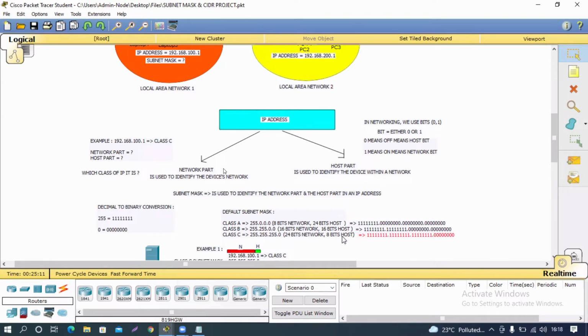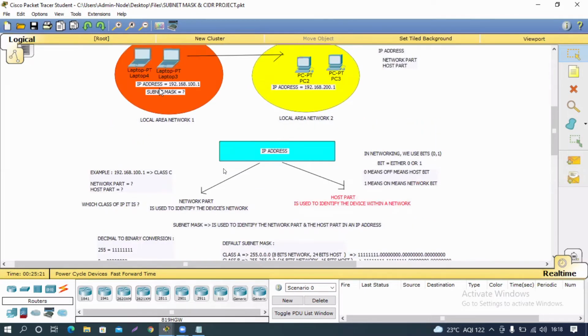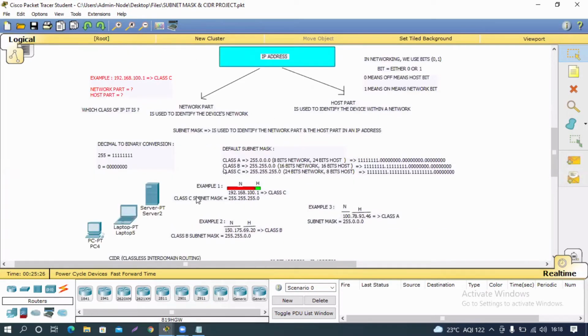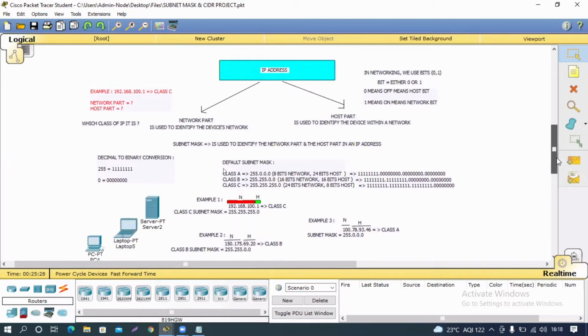Now, the question is, how do you use this in order to find the network and host part? So this is the question, everyone, what we are having. IP address. This is the question, network and host part, we need to find it. So this is a very simple answer for this. Okay, simple calculation we are having.